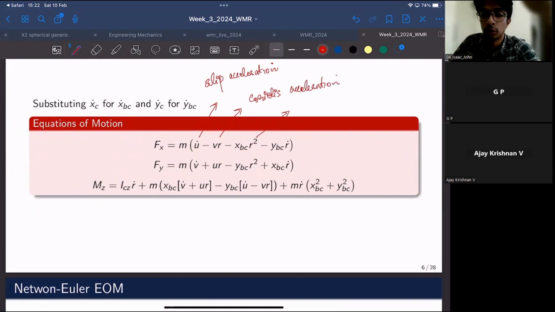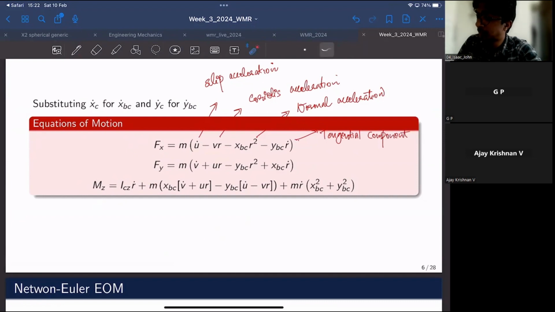And the remaining two terms are more or less familiar, because this is somewhat equivalent to r omega square, but here this r is our angular velocity. So it's equivalent to the normal component of acceleration. And the final term would be something equivalent to r alpha. You might be familiar with this term. It's the tangential component. So basically, these are the contributions by the acceleration.